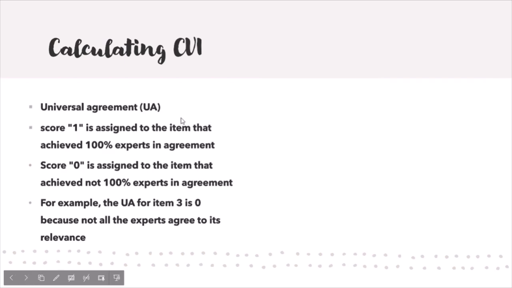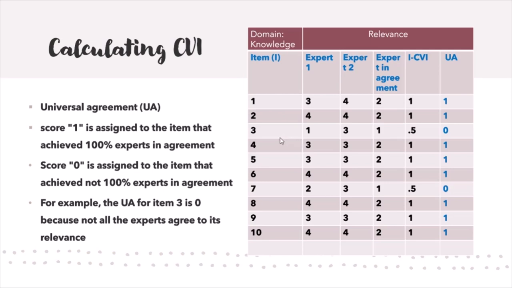Next, we will compute for the universal agreement. And under universal agreement, we will only assign 2 scores, 1 or 0. A score of 1 is assigned to the item that achieved 100% experts in agreement. And a score of 0 is assigned to the item that did not achieve 100% experts in agreement. So for example, the universal agreement for item 3 is 0 because not all the experts agree on its relevance. As a matter of fact, only 1 expert agreed that item 3 is relevant. And for the rest, since the experts in agreement in all the other items is 2, they will receive a universal agreement score of 1.